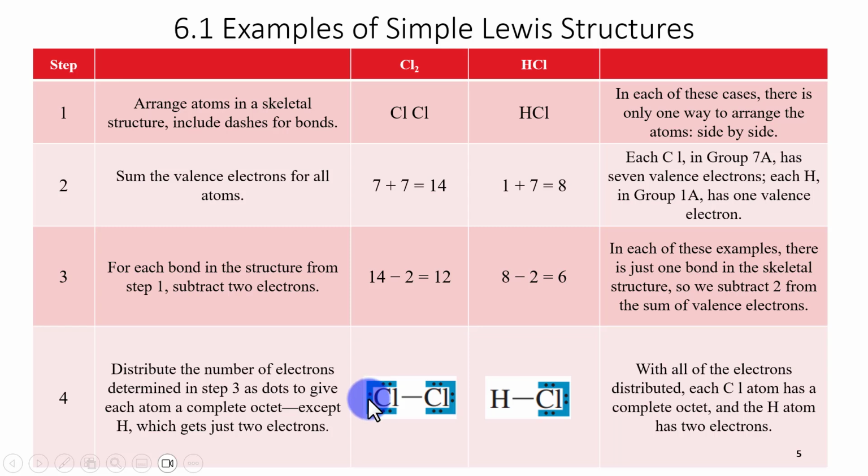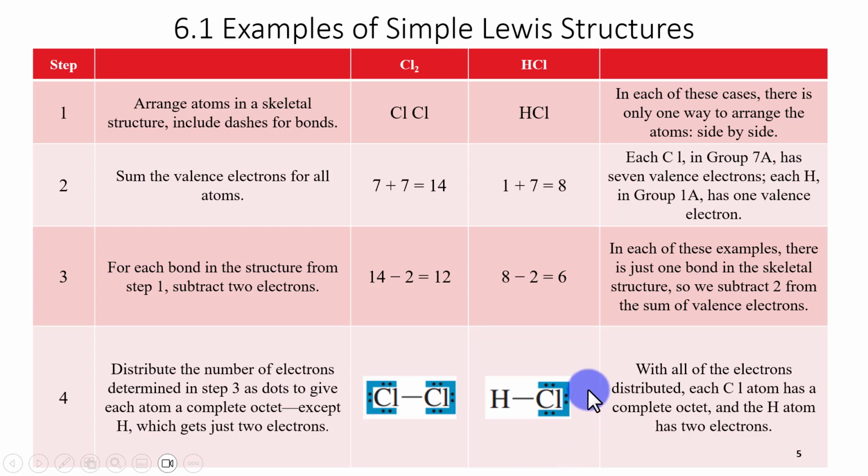2, 4, 6, 8. So this chlorine is happy. Now let's move to this chlorine. 2, 4, 6, 8. So this chlorine is also happy because it has 8 electrons. Remember that those dashes, or the electrons that are shared, count for both atoms that are sharing them.